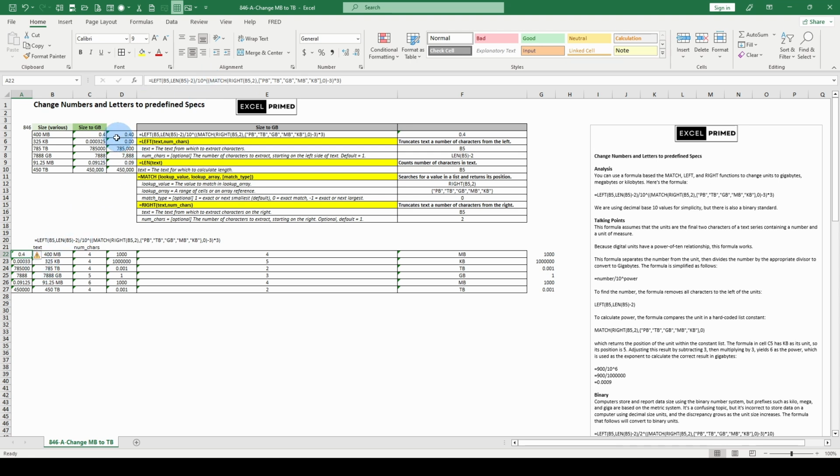0.004 and a space. Okay, if we go up here and we look at this thing, in the end, F4, we got 0.04. In the end, we've got this LEFT B10 minus 2. Okay, if you look here, LEFT B10, and if we F9 this thing, F9, we're going to get 400 and a space.